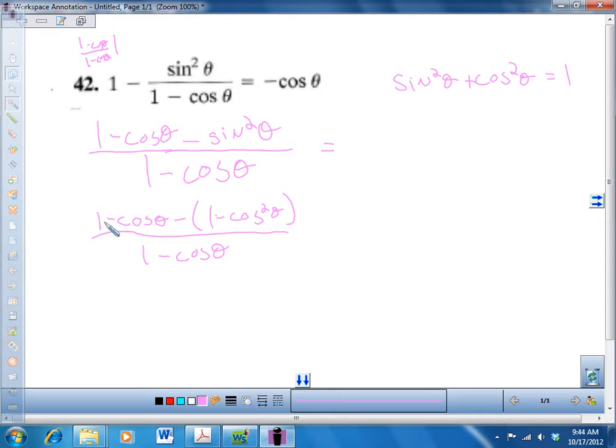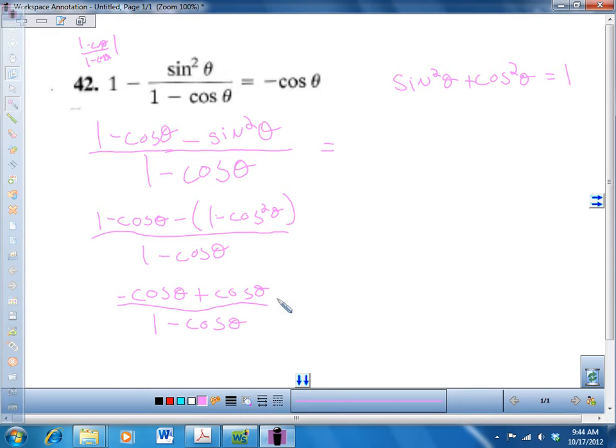So now I have 1 minus 1. What happens to 1 minus 1? It disappears. So now if I rewrite the top of this equation, I get negative cosine theta minus negative cosine squared theta, which turns that into a plus, over 1 minus cosine theta.